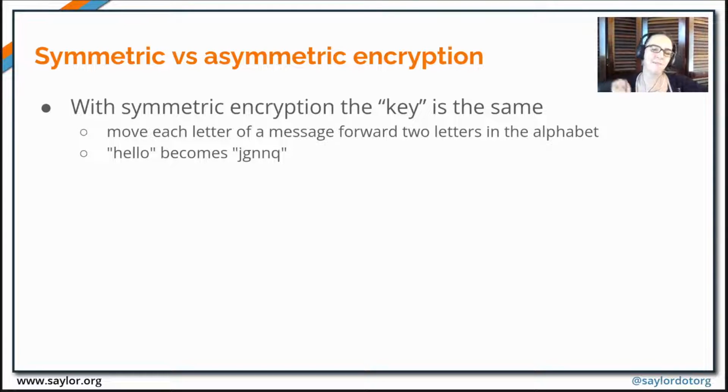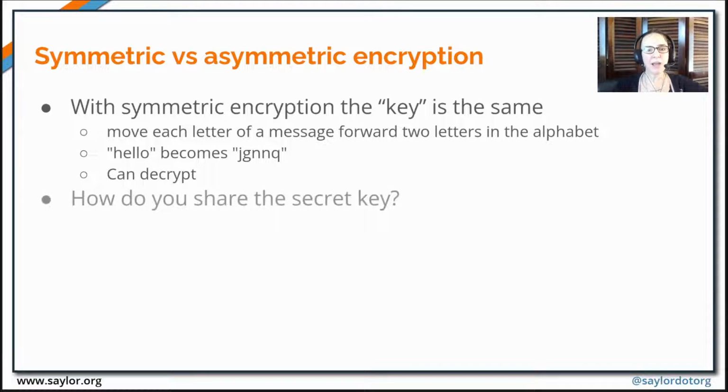So if we have Alice and we have Bob, and Alice wants to send an encrypted message to Bob, just wants to tell him hello, she can use this encryption key here to encrypt this data and send it to Bob. Bob would be able to decrypt this message if he knows what the key is, if he knows that we're just moving 2 letters over in the alphabet. But the problem is, how do you share that secret key?